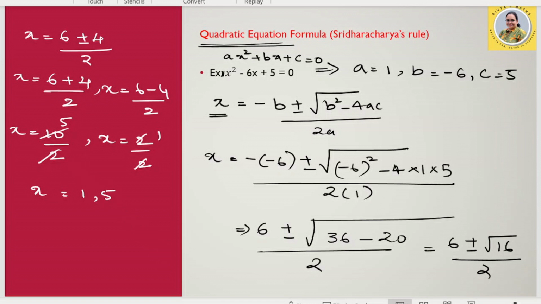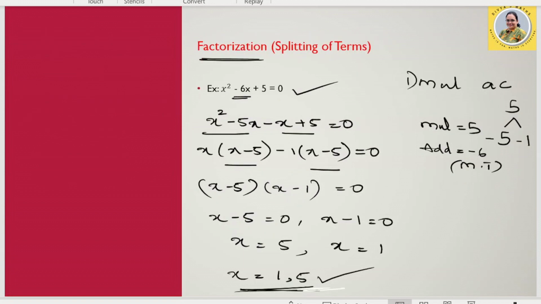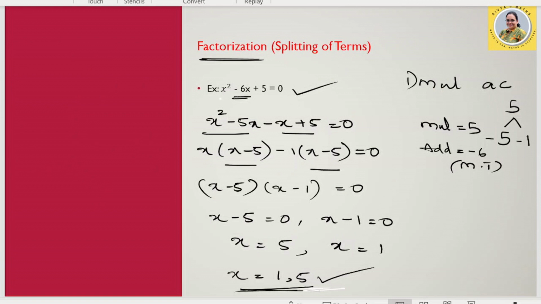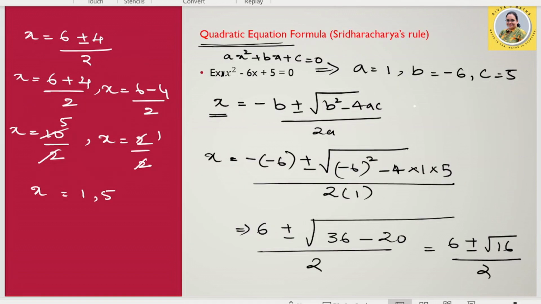Okay. So if you see any of the methods, that is the quadratic formula method or completing the square method or factorization method, you will get the same roots, but the methods are different. Okay. So if you have a simple equation, you can solve it using the factorization method. But if you have a complex equation, okay, you can use the completing the square method, or you can use the quadratic formula method to find the roots of the quadratic equation. Okay.